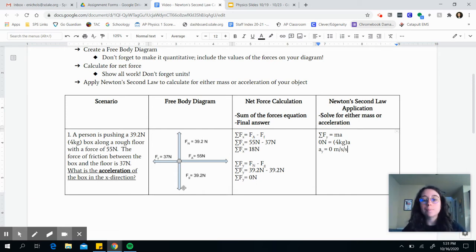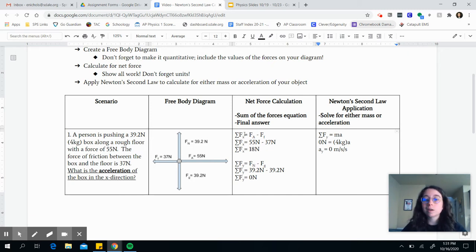So if you're seeing a balanced free body diagram like we do here in the y direction, that means your acceleration should be 0, right? Just wanted to show you all that. Now let's do it in the x direction like the problem actually asks us to.